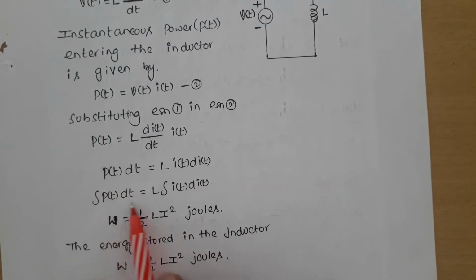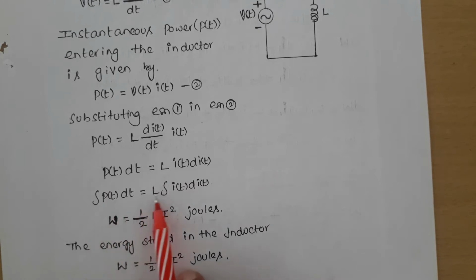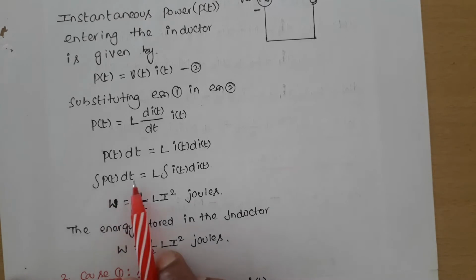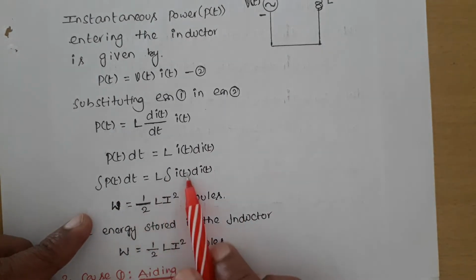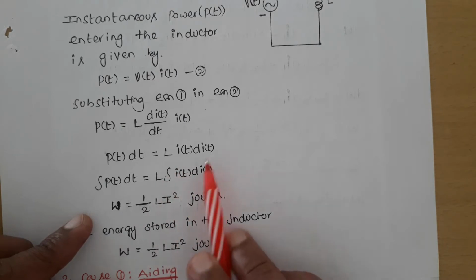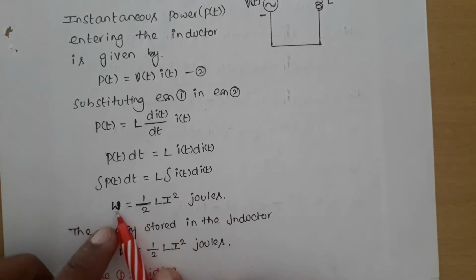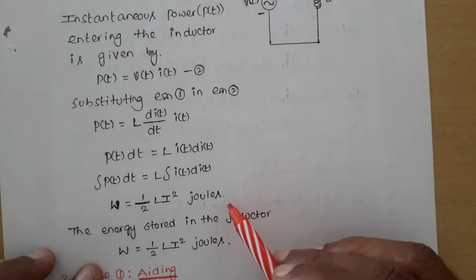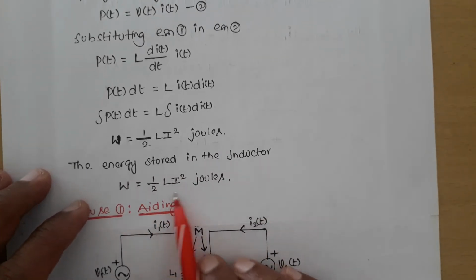Taking integration on both sides, L is a constant, so integration of p(t) dt equal to L integration of i(t) di(t). Integration of power with respect to time is the energy stored in the inductor, equal to L times i(t) squared by 2, since integration of x dx is x square by 2. So the energy stored in the inductor is W equal to half L i square joules. Energy is in terms of joules.